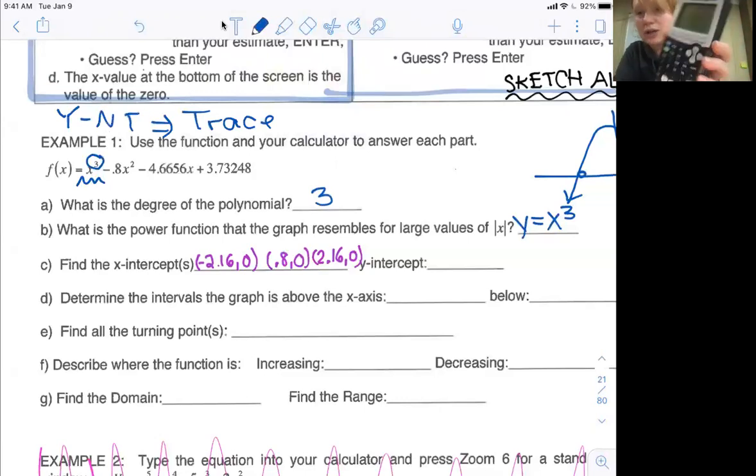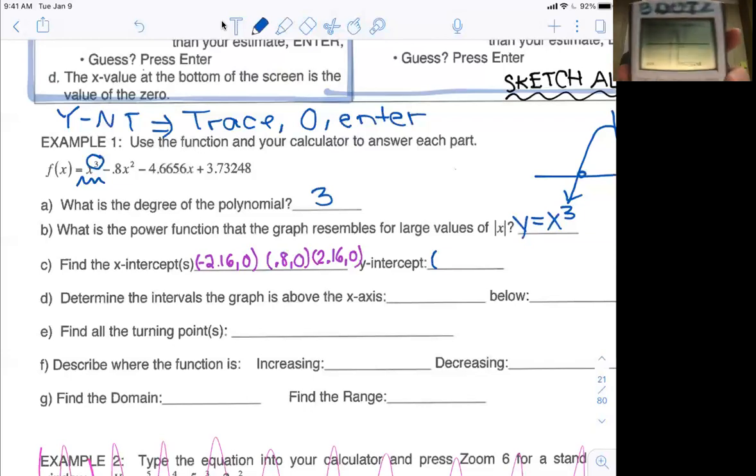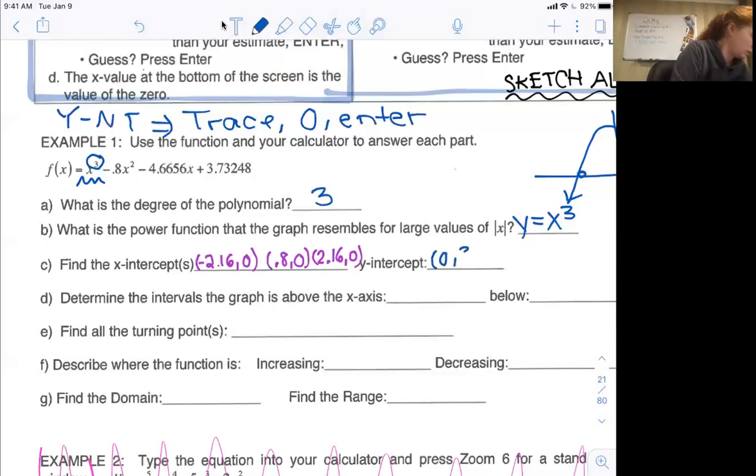And then you're going to type in 0, which says x equals 0, and that's what a y-intercept is. Enter. So you're going to do trace, then hit 0, and then hit enter, and it will tell you what your y-intercept is. In this case, and I'm reading exactly from my calculator, notice it tells it on the bottom, is 0, 3.73248.